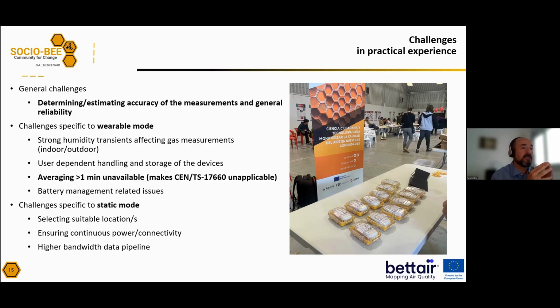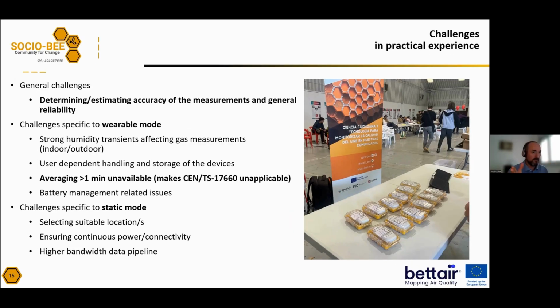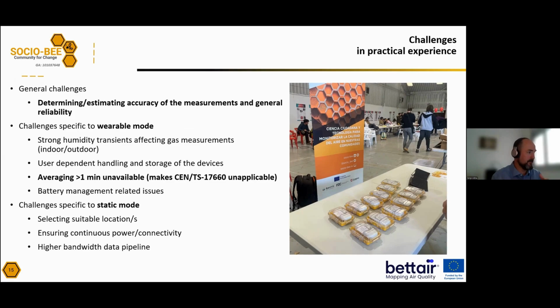But the toxic gas sensors are much more sensitive to this sort of transients, and really their measurements become invalid for a long time after they have been indoors and go out. This makes the user handling, the citizen scientist handling of the sensor, much more critical. Where he goes, how he stores the sensor. So all this makes it very critical.